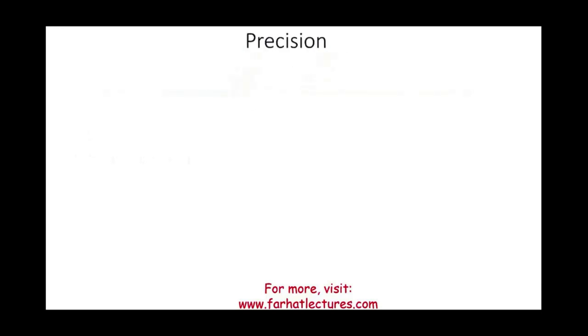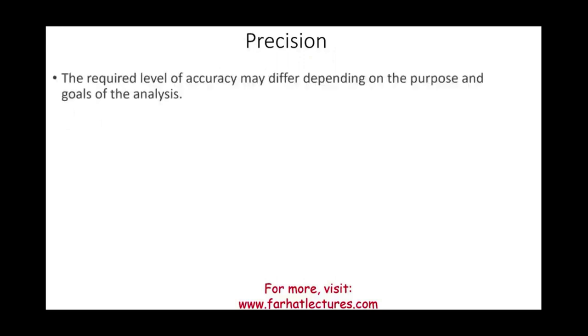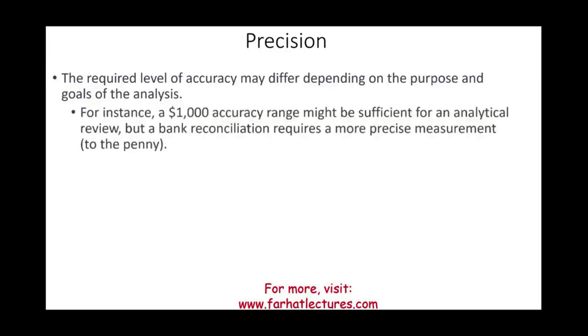Starting with precision. What is precision? It's how accurate you are. Well, how accurate you are? Well, it all depends. The required level of accuracy in the data may differ depending on the purpose and the goal of the analysis. What does that mean? For example, if you are performing analytical procedures, a $1,000 range might be sufficient. So depending on how large the company is, if you are computing the current ratio, or the change in sales from year to year, and we're dealing with millions of dollars, $1,000 accuracy is not an issue.